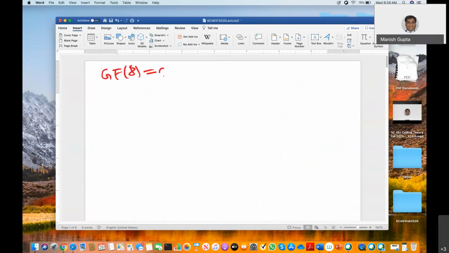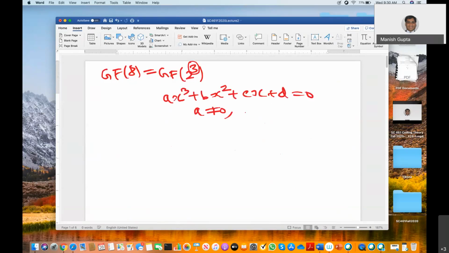It is GF, meaning Galois field, because Évariste Galois invented them. So I need to look at the equation of degree 3 now. The equation will be ax cube plus bx square plus cx plus d is equal to 0, where a is not equal to 0, and a, b, c, d belong to Z2. Okay, so this is the equation we need to look at.